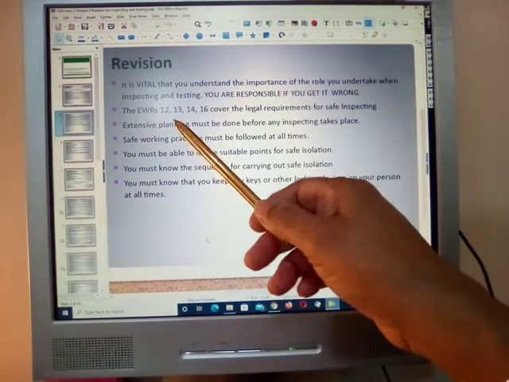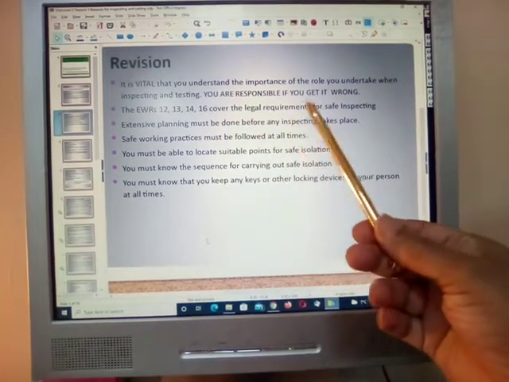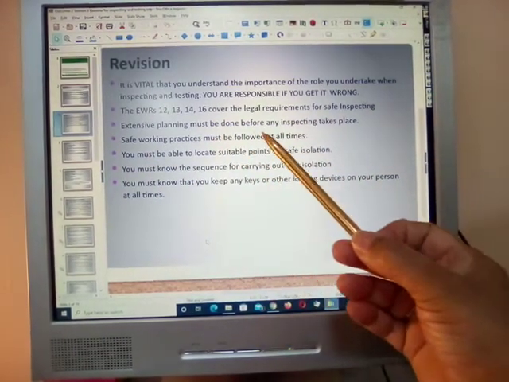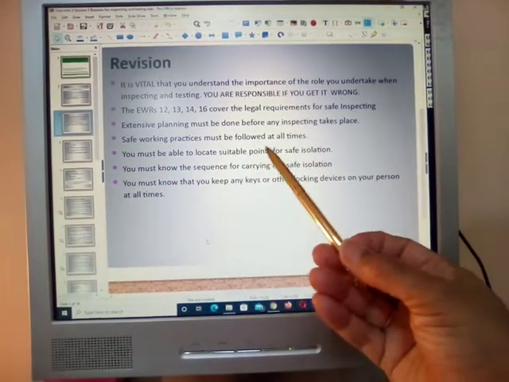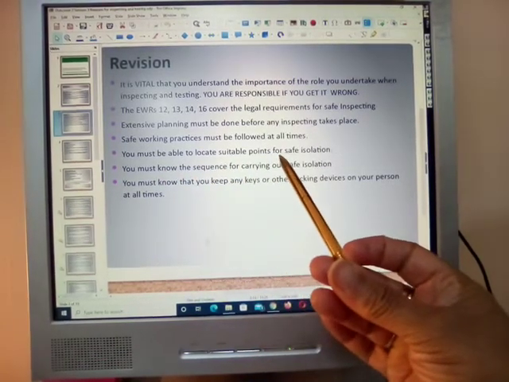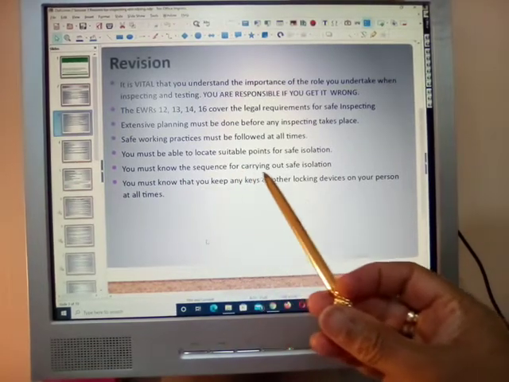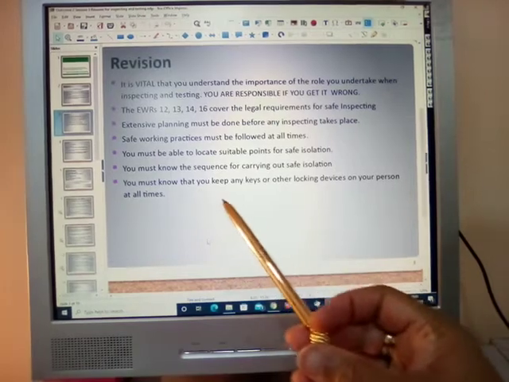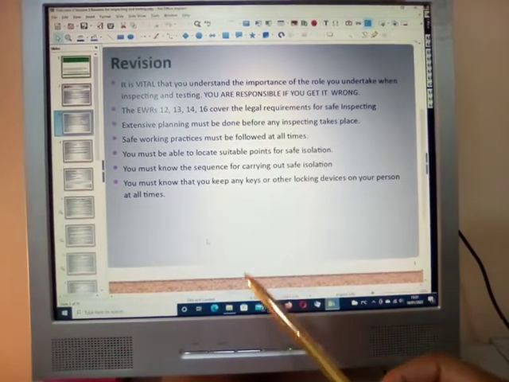The EWRs 12, 13, 14, 16 cover the legal requirements for safe inspecting. Extensive planning must be done before any inspecting takes place. Safe working practices must be followed at all times. You must be able to locate suitable points for safe isolation. You must know the sequence for carrying out safe isolation. You must know that you keep any keys or other locking devices on your person at all times.